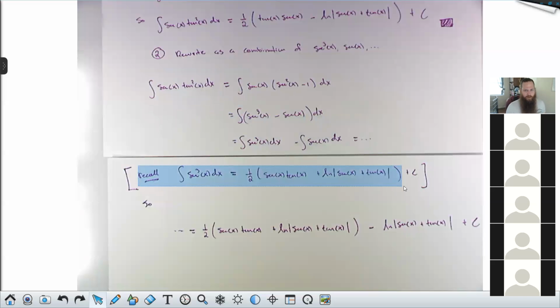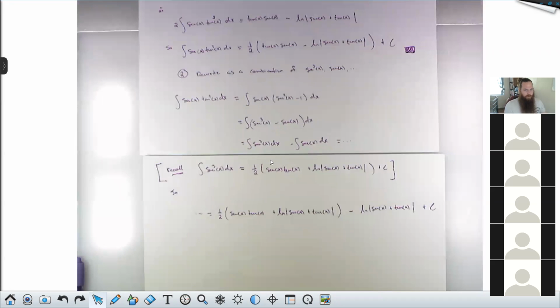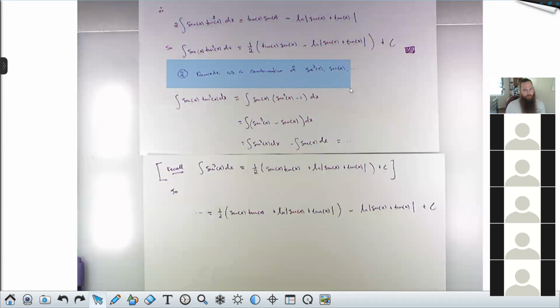This is worth storing in your brain, but only after you've gotten comfortable with actually doing the looping IBP, because it's not something that I'm going to test you on directly here. Your memory of the secant cubed integral. Okay, so two approaches to the tan squared times secant integral: looping IBP, or rewrite in terms of odd powers of secant. And that really concludes section 7.2.